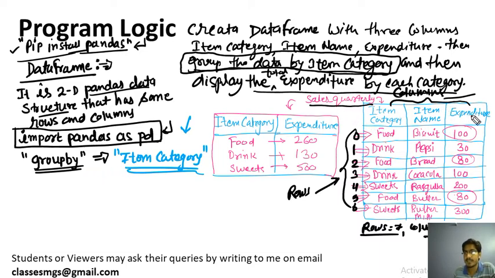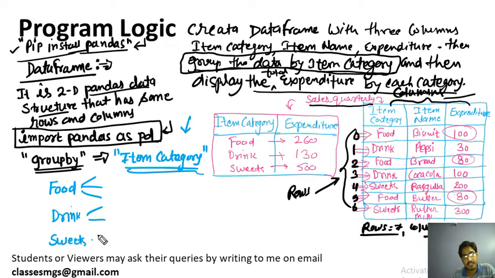So this looks like a table only. It has some rows and some columns. We are grouping this by item category. So how will it be grouped? Food category will be one group, because food category has 3 rows. Remember that in the result of group by, only unique values of the item category will be there. Then drink is one group, and it has 2 rows, Pepsi and Coca-Cola, and another one will become sweets. Sweets will have 2 rows.